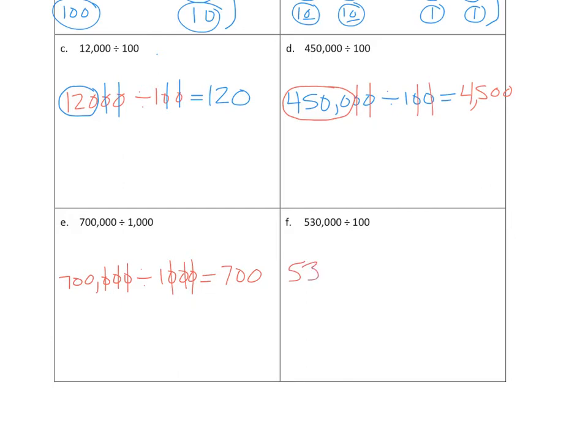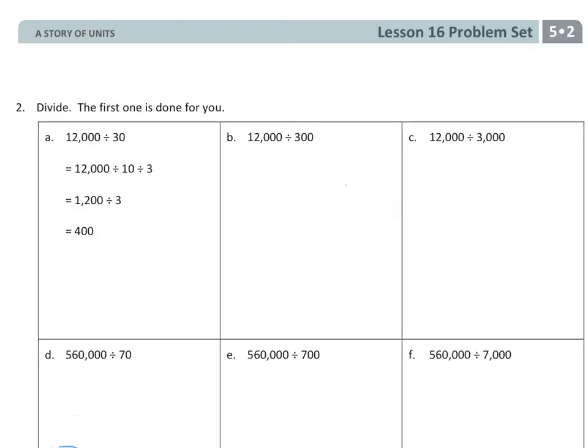Now 530,000, we're going to divide that by 100. That means we have to cross off the 2 zeros. This number is going to get 100 times smaller, and so that means we're going to cross off the 2 zeros in 530,000. And what we get left over is 53 and 2 zeros, or 5,300.